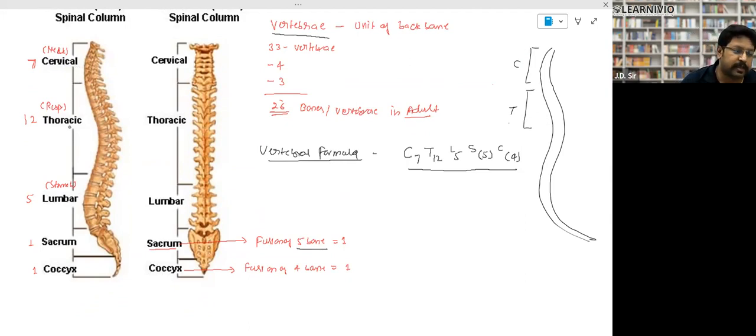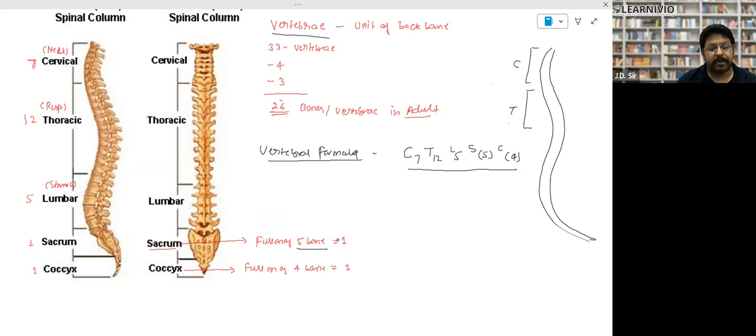Then thoracic. There are 12 bones which are called thoracic bones, right? Then lumbar means the stomach part, digestive system part. So 5 bones are lumbar bones, right? Then one sacrum and one coccygeal, right? Look, the formula is C7 means cervical 7, thoracic 12, lumbar 5, S sacrum. One bone of the sacrum is the fusion of 5 bones. So 5 bones get fused and make one bone, right?